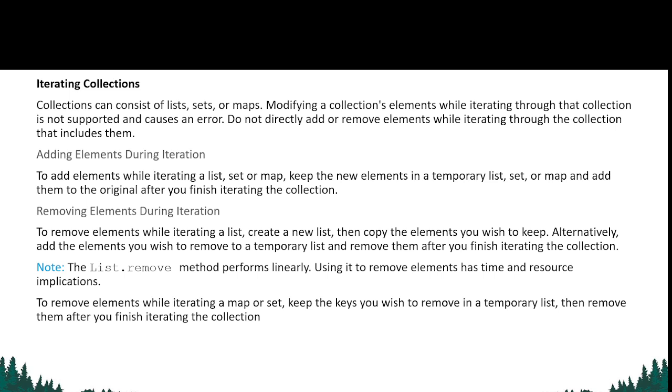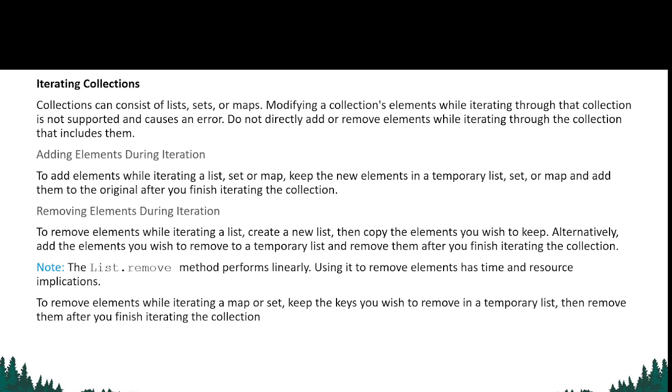Now when I have to add elements during an iteration, we keep the new elements in a temporary list, or if I'm using a set, then in that set, or if I'm using a map, then in that map. And then we add them to the original after the iteration of that particular collection is finished. Then I have to remove elements during iteration. So to remove elements while iterating a list, we have to create a new list.